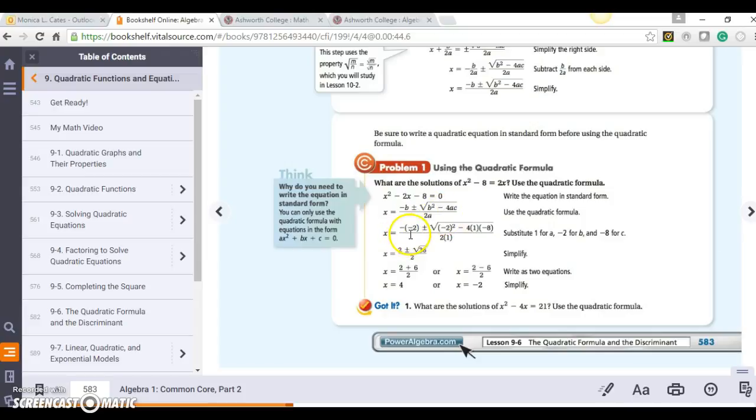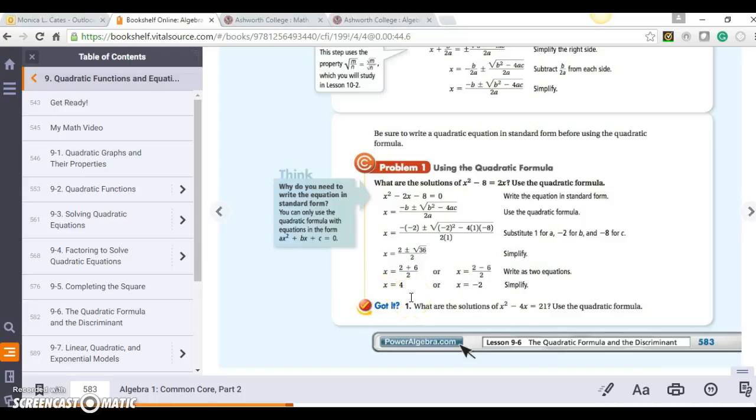Negative times negative 2 is a positive 2, plus or minus the square root of negative 2 squared minus 4 times 1 times negative 8, all over 2 times 1. When I evaluate all this, I get 2 plus or minus the square root of 36, divided by 2, so 2 plus or minus 6 divided by 2. With this plus or minus, I have to do both: 2 plus 6 divided by 2 and 2 minus 6 divided by 2. I get x equals 4 or x equals negative 2.